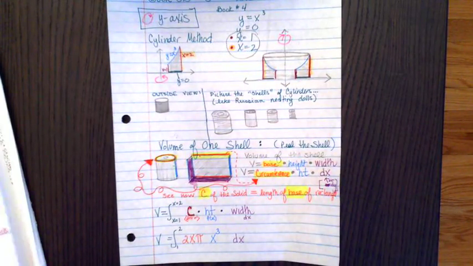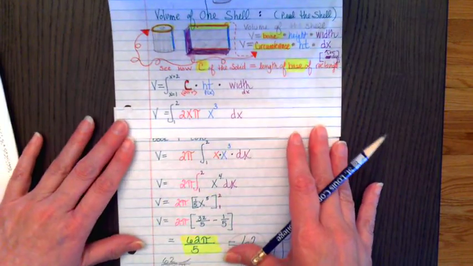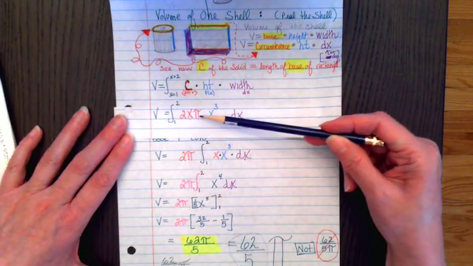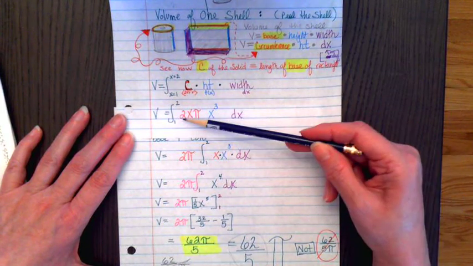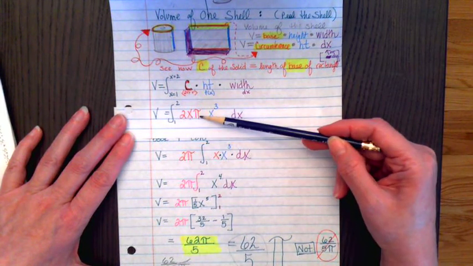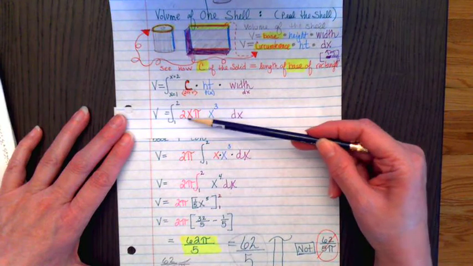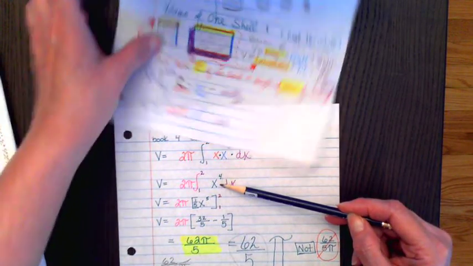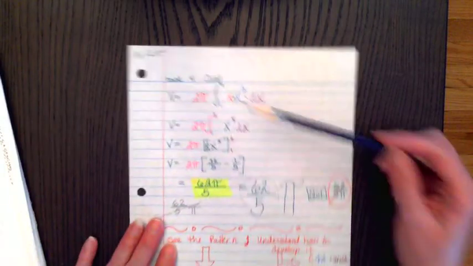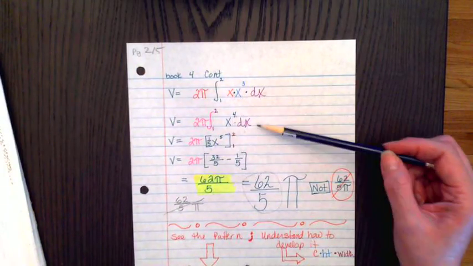I'm going to move this page up as we continue from here. This 2 pi x times x cubed can be simplified by removing the constants 2 and pi and multiplying the x and x cubed to get x to the 4th. So we get 2 pi times the integral of x to the 4th dx.